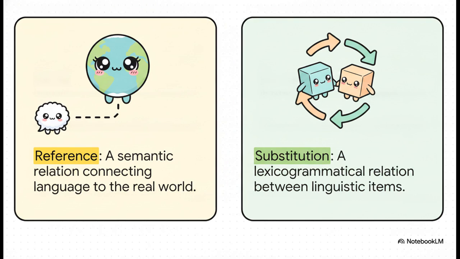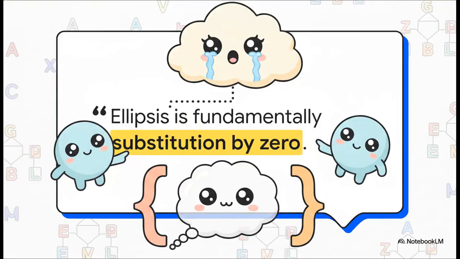It reaches right out of the text, connecting the language directly to a real-world entity. It bridges linguistics with external reality. Substitution, though, that's purely a lexicogrammatical relation between linguistic items inside the text itself. It's simply language replacing language to maintain cohesive discourse without sounding totally repetitive. This brings us to a profound insight from renowned linguists Halliday and Sinclair. They argue that the ultimate form of substitution is ellipsis, which they meticulously term substitution by zero.